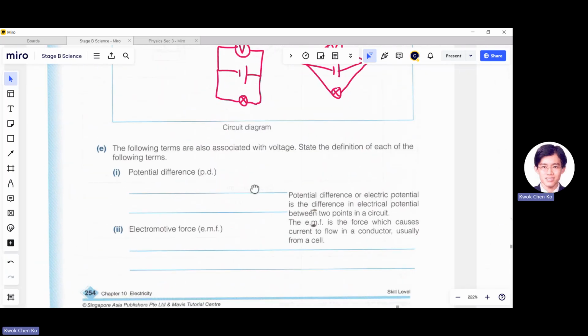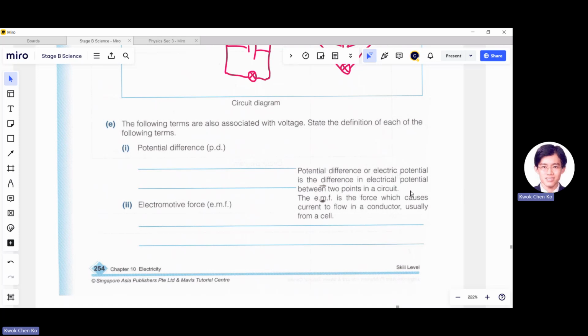Okay, potential difference. I think this one is quite stupid. It's the difference in electrical potential between two points in the circuit. Yeah, obviously. But like I say, when you go to upper set, you have a different answer.